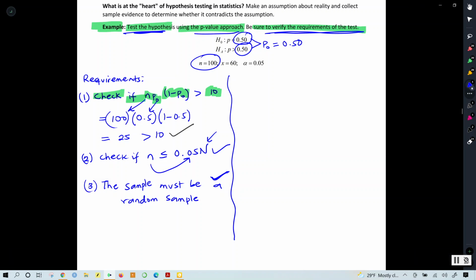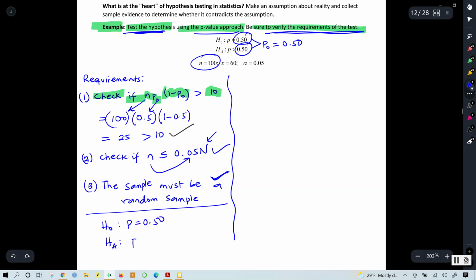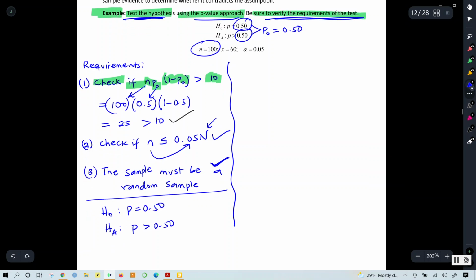So with that said, the next step would be to write my null hypothesis and my alternative hypothesis. This is 0.50 and this is greater than 0.50. Okay, then the next step would be to find the test statistic and to find the p-value. So how am I going to do that? In order to find my test statistic and the p-value, I will go to StatCrunch.